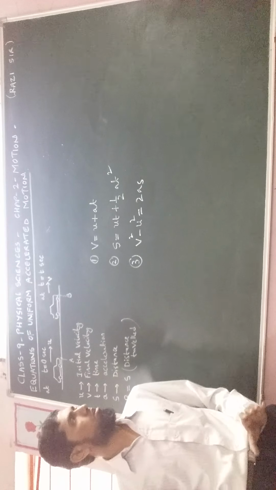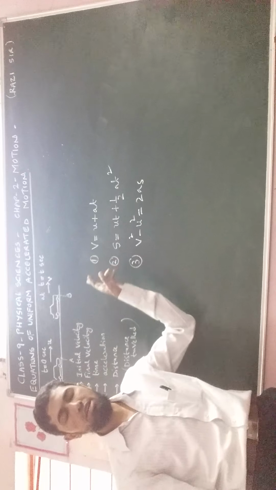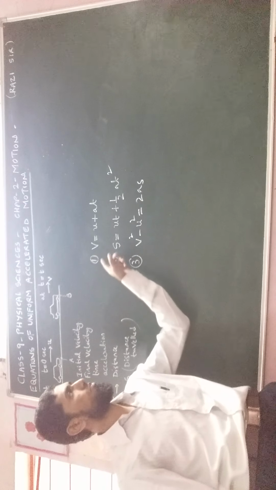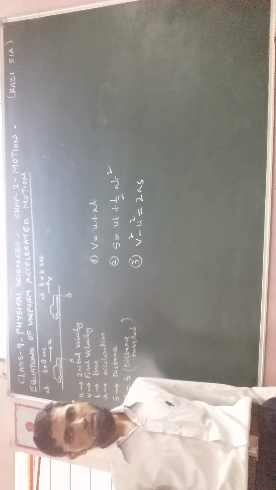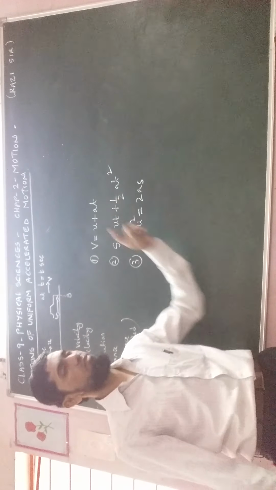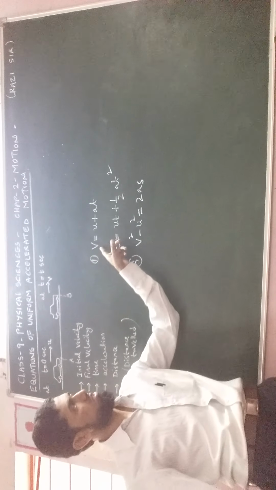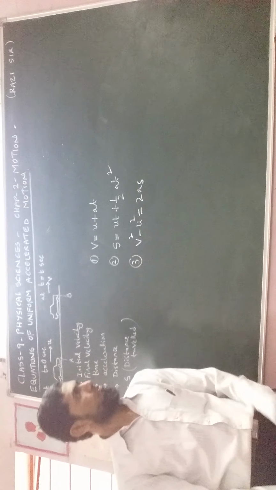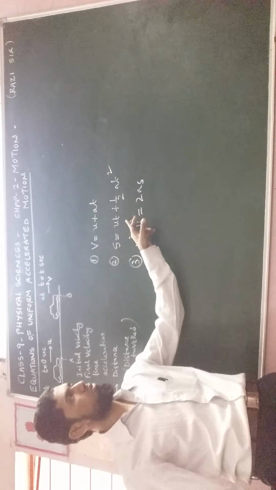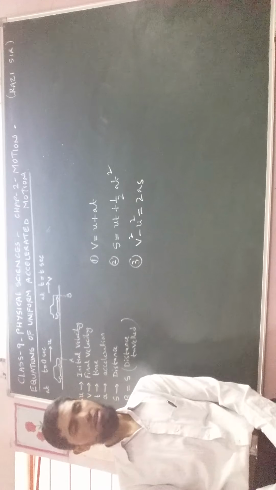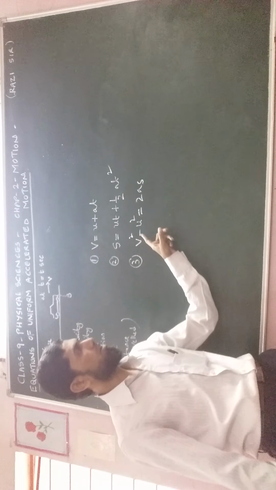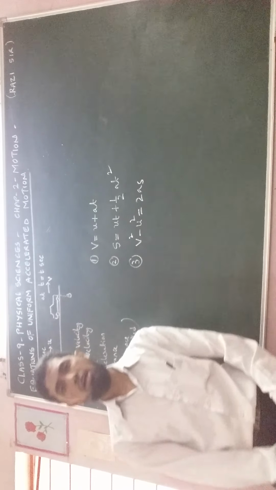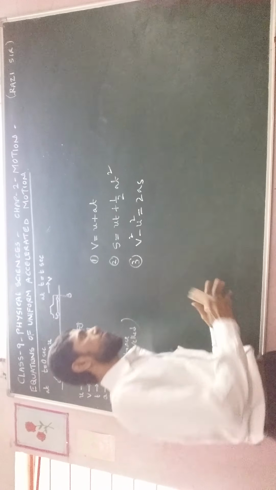Today we are going to learn how we actually get these formulas. To get these formulas we have a derivation. So we are going to derive these three equations of motion. What are those? First equation of motion: v equal to u plus at. Second one: s equal to ut plus half at square. And the third one: v square minus u square equal to 2as. So let us begin with the derivation.